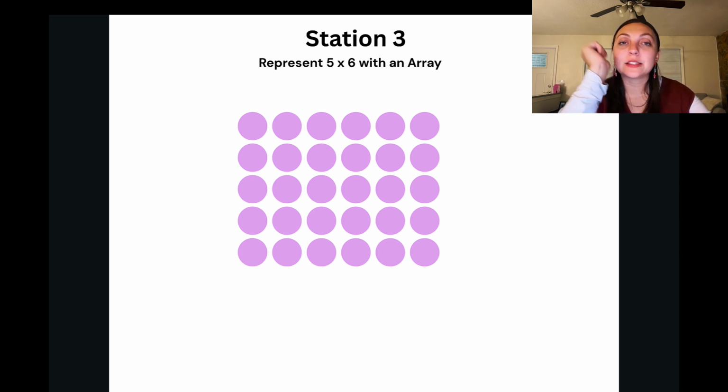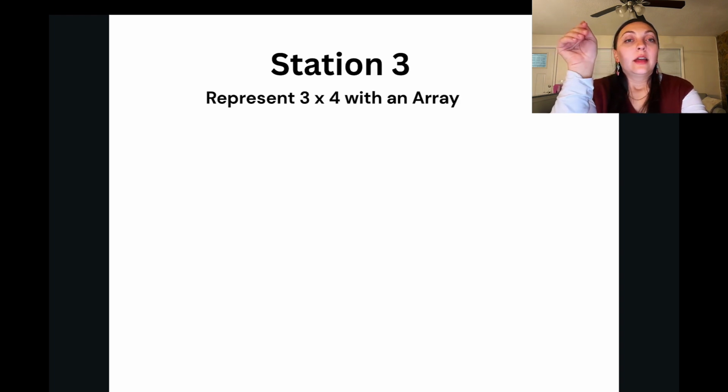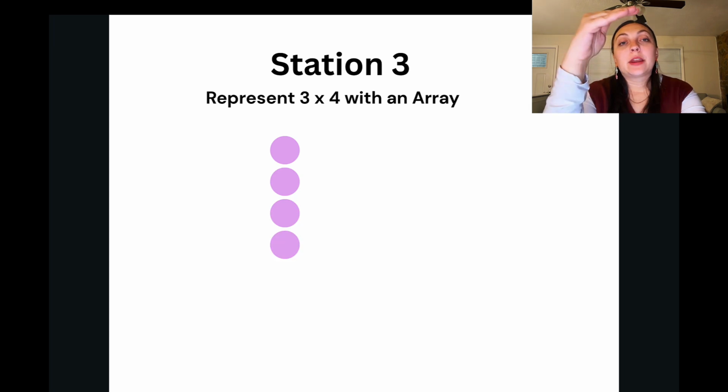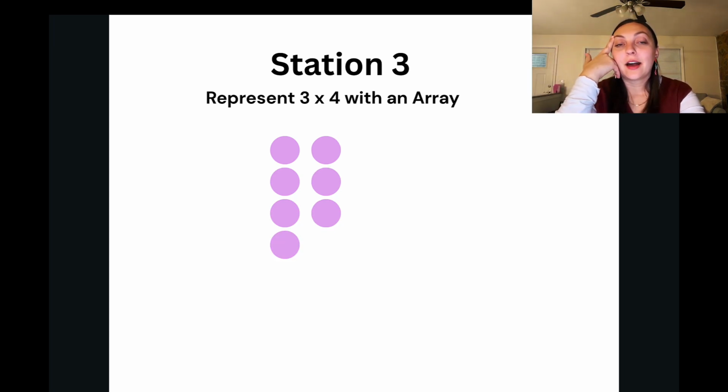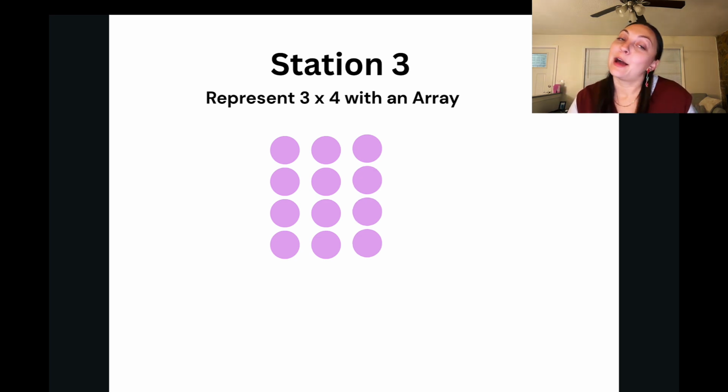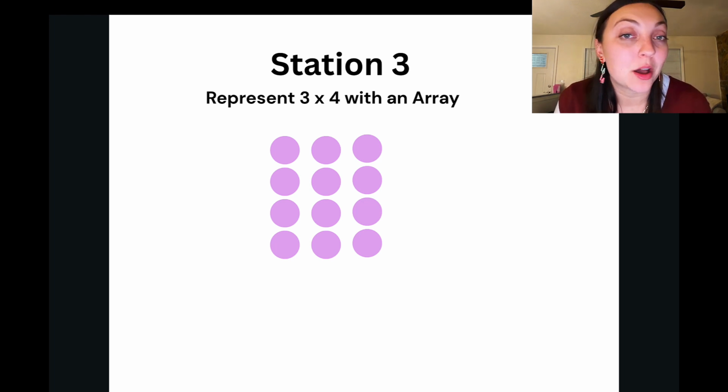And then with arrays too, you're going to be given a rectangle, so just drawing it inside the rectangle is another good way to represent the arrays. And then 3 by 4, so I'm going to have 3 rows. In this case, I did 4 rows of 3. By 4, they can count by 4s going across, they can count by 3s going down, but either way, you're going to get 12. And this is how you represent it using an array.